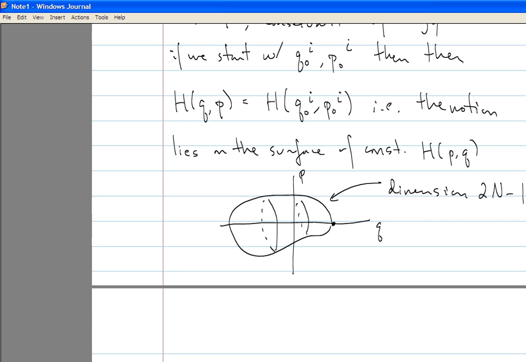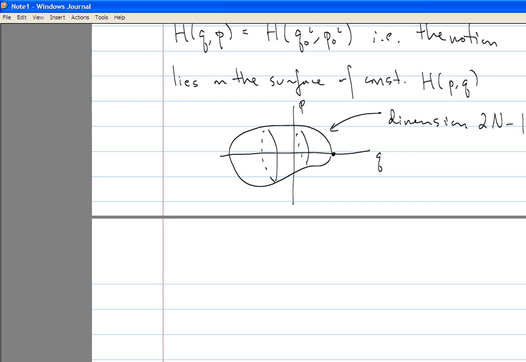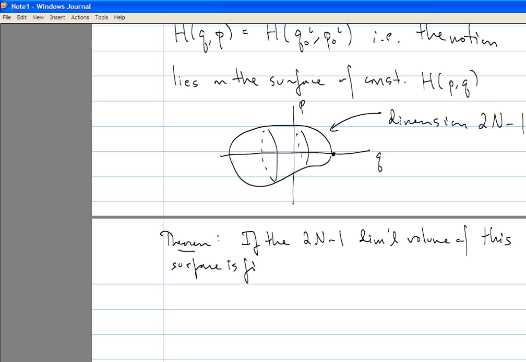However, there's one remarkable result called the Poincare Recurrence Theorem, which says that if the 2n minus 1 dimensional volume of this surface is finite, then you will eventually return arbitrarily close to your starting point.